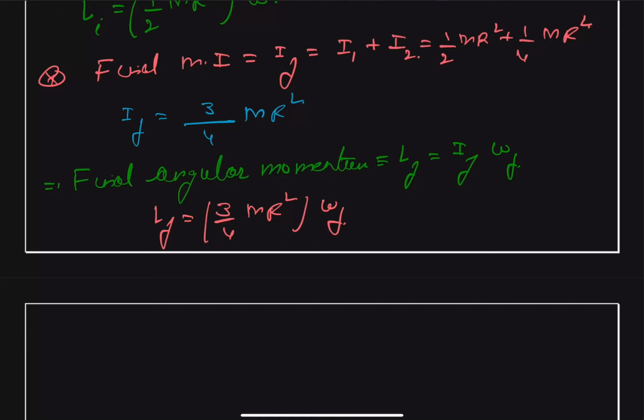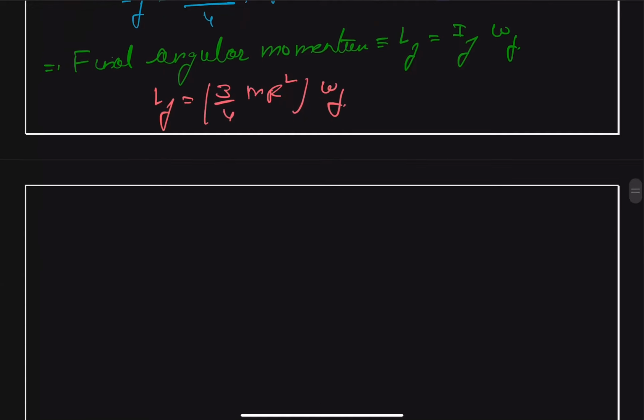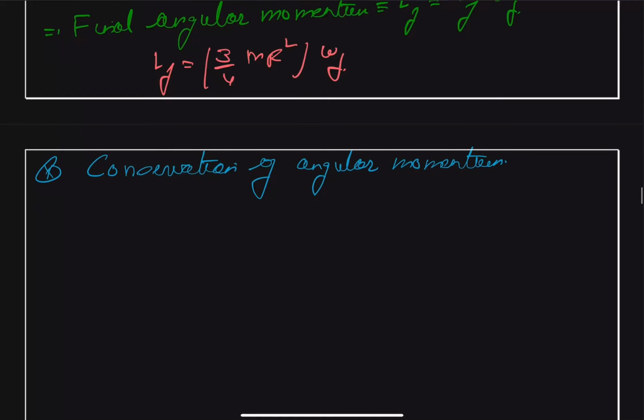Now we can use conservation of angular momentum. Conservation of angular momentum, we can write that our initial angular momentum is equal to final angular momentum.